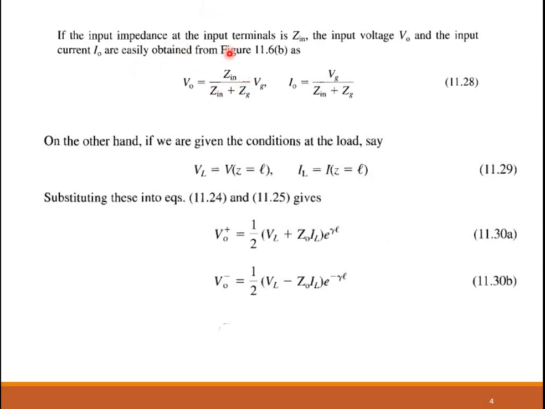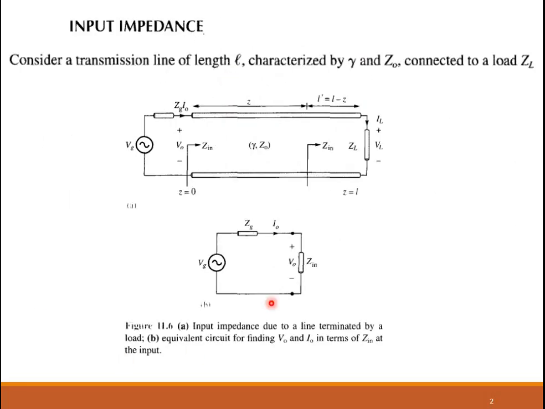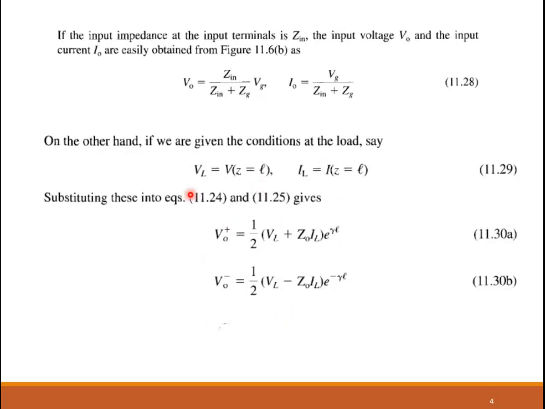Further to that, now if the input impedance at the terminals is given by Zin, and your input voltage is V0 and the input current is I0, in that case, by the voltage division rule, where Vg stands for the generating voltage, V0 is given by the voltage division rule, and I0 is just given by V0 divided by the total impedance in the circuit. These two equations are obtained from this figure. So that was one condition, the first terminal condition at z equal to 0.